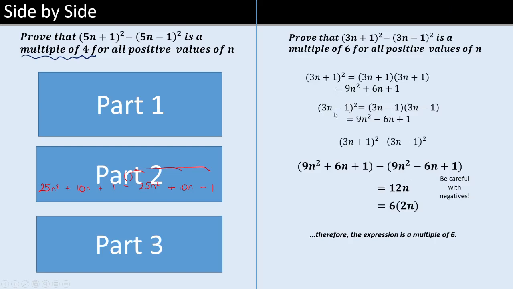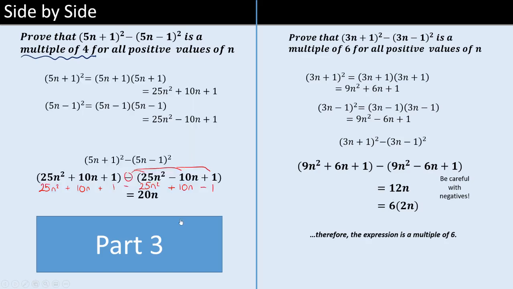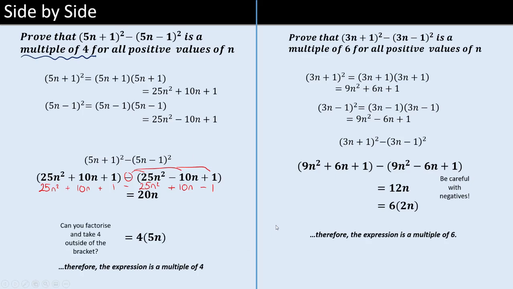So, expanding our brackets, just like before. Simplifying our expression, be careful with the negatives, just like before. And then factorizing to show that we have it as a multiple of 6. So that 6 has to be factored outside of those brackets. Okay? So, those are the kind of skills that we will need. We do now want to see how to put that into a top-tier algebraic proof.